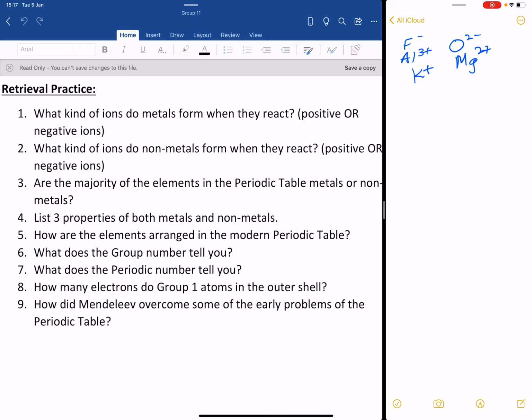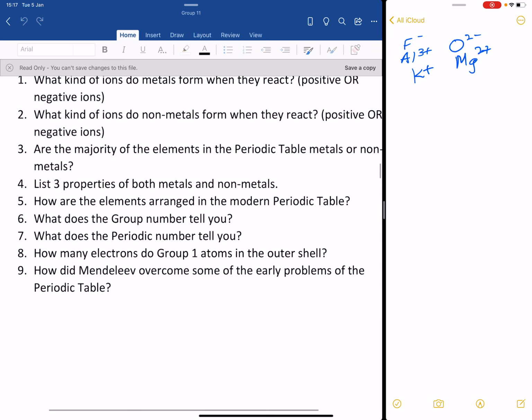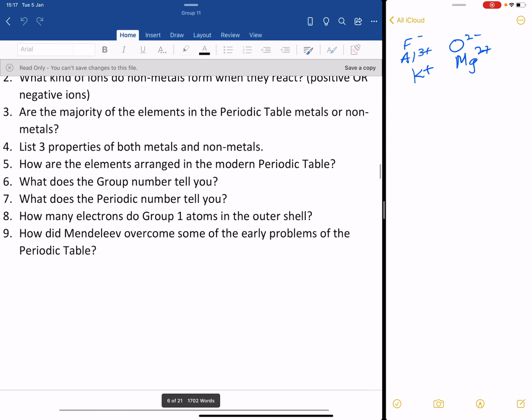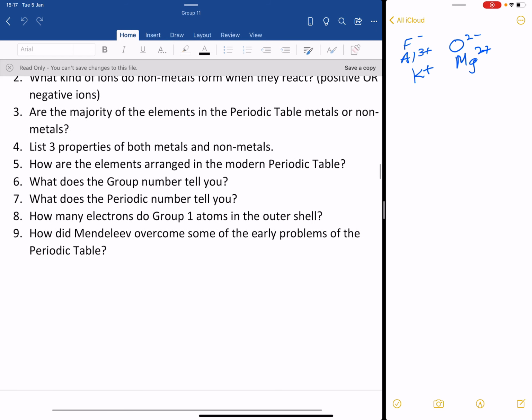Okay, if we have a look. Number 1, what kind of ions do metals form when they react? Well, metals form positive ions. Number 2, what kind of ions do non-metals form when they react? Non-metals form negative ions. Number 3, are the majority of the elements of the periodic table metals or non-metals? The majority are metals, approximately 75%.